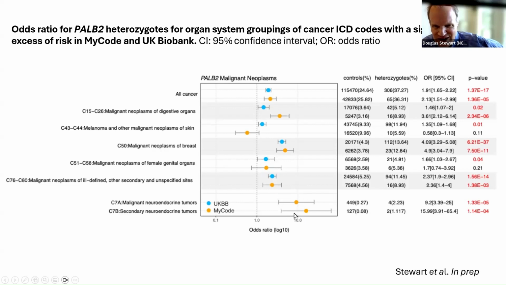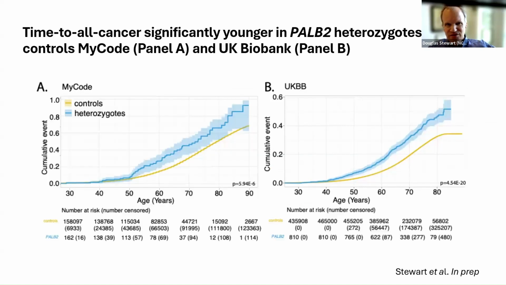And then the thing that surprised me was we saw a signal for neuroendocrine tumors. Again, the numbers are very modest. And the problem is it's hard to replicate this in UK Biobank because of some coding issues by histology, and we're trying to get that sorted out. But I was intrigued by this little signal for neuroendocrine tumors, which of course are rare unto themselves.